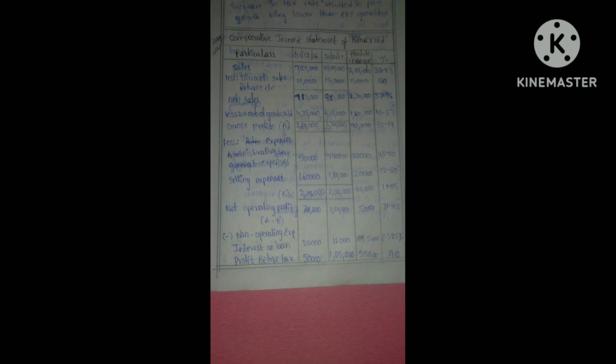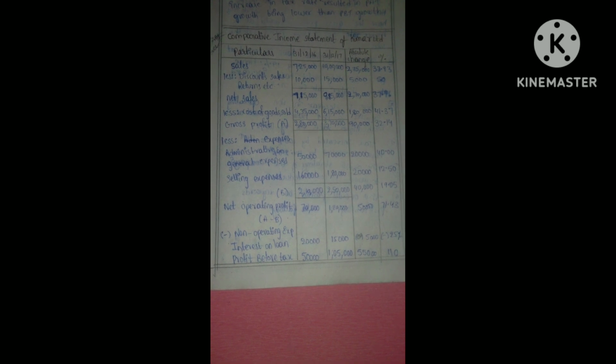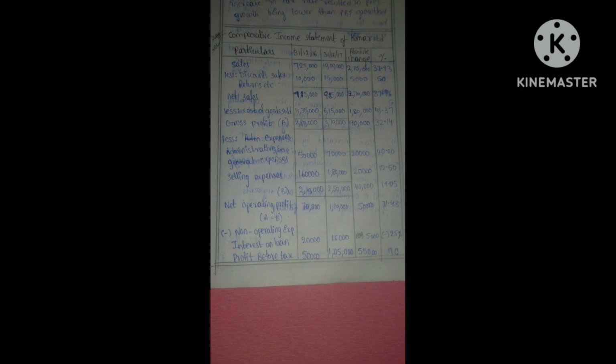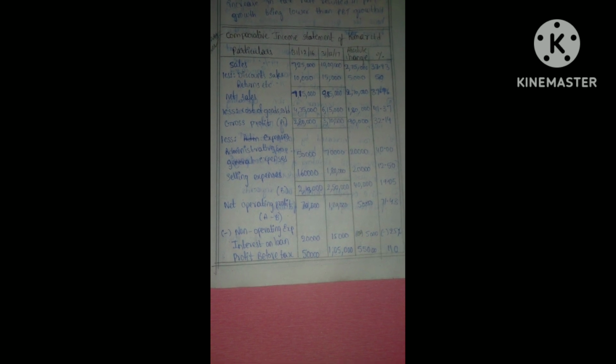Now we need to calculate net sales. In the given information, net sales is 7,15,000 for 2016 and 9,85,000 for 2017. After doing absolute change we will get 2,70,000, and after doing percentage change we will get 37.76%. Now subtract it with the cost of goods sold as given in the information. Absolute change we will get is 1,80,000 and percentage change is 41.37%. Now gross profit, that is A, is 2,80,000 for 2016 and 3,70,000 for 2017. Absolute change is 90,000 and percentage change is 32.14.